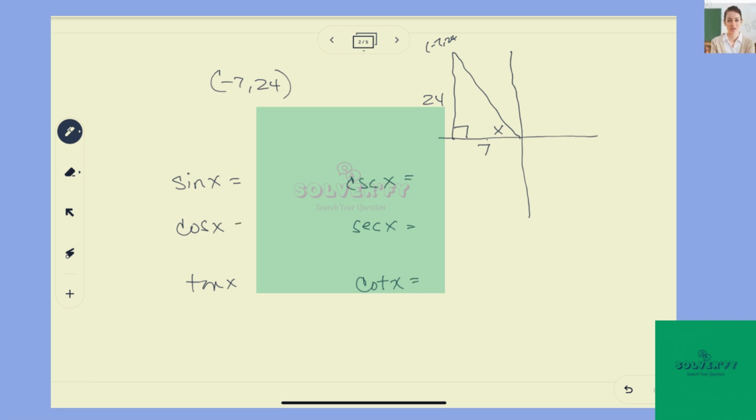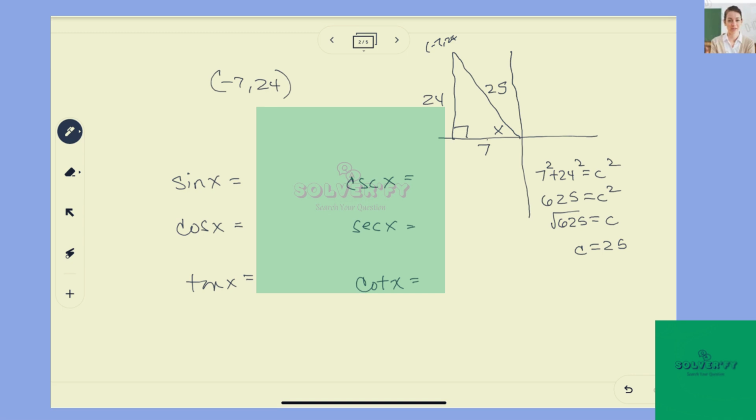Before I get started, I notice that that point only gives me 2 sides of a right triangle. So before I do anything else, I'm going to set this up and use the Pythagorean theorem to find that missing hypotenuse. So I want 7 squared plus 24 squared. That is going to give me 625 equal to c squared. I'm going to take the square root of both sides, and I'm going to get c is 25.